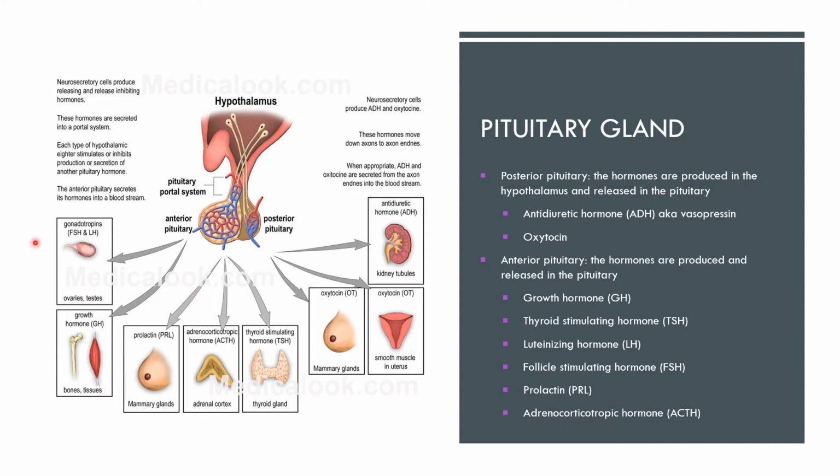We have luteinizing hormone and FSH, which act on the reproductive organs. We have prolactin, which stimulates milk production, as opposed to oxytocin, which does not stimulate milk production, but when the milk is produced, it stimulates the breast to contract and squeeze out the milk. You have ACTH, which stimulates the adrenal gland to release its own set of hormones. ACTH is adrenocorticotropic hormone.